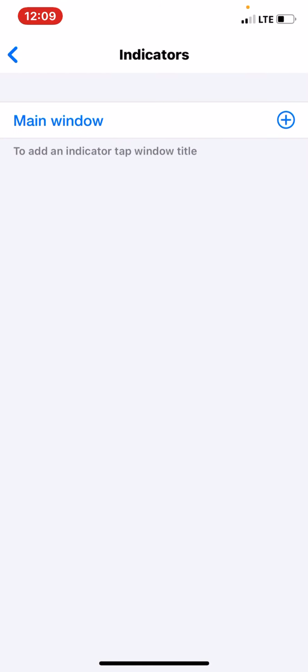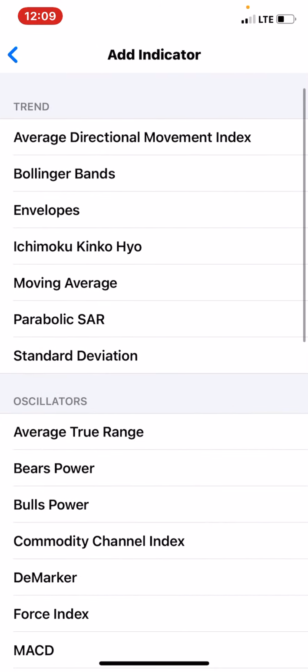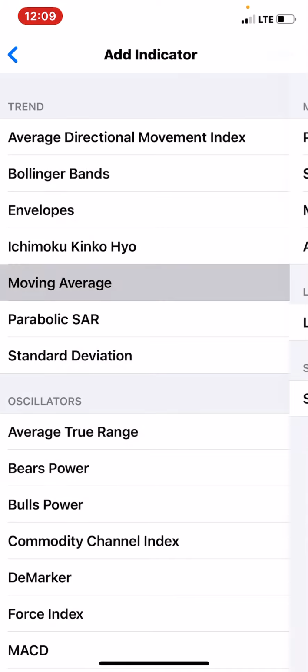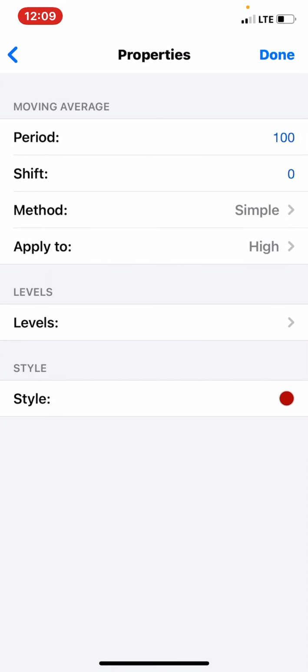The first indicator that we want to use is a moving average. So I'm going to go to indicators, then look for the moving average. And this moving average is going to have the following settings. It will need a period of 100, okay, a shift of 0, a method of simple, apply to high. Please take note of these changes because we don't usually apply to high, we usually apply to close, but this time we're going to apply to high, right?